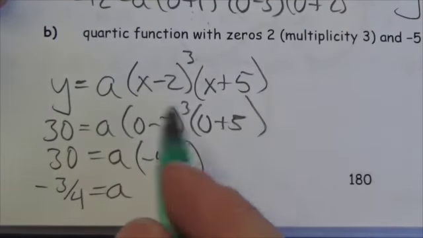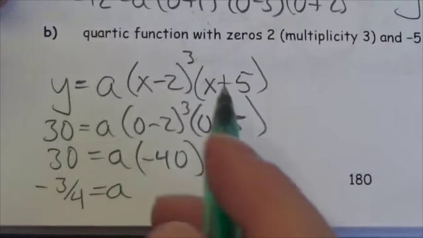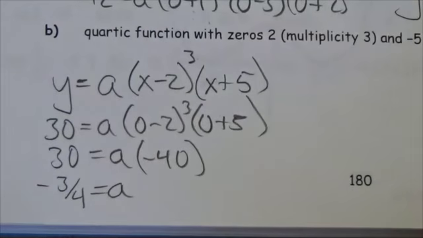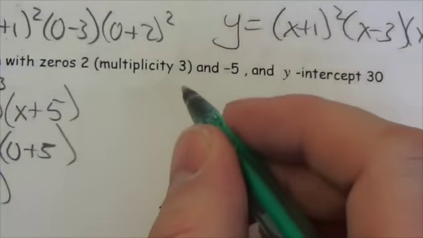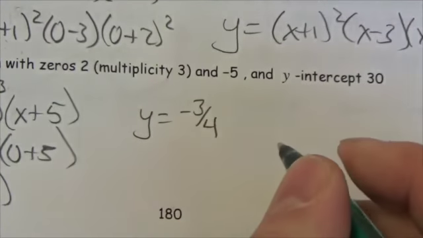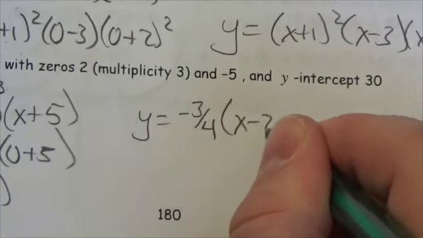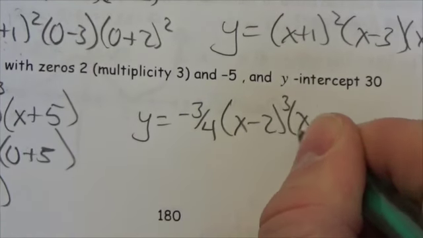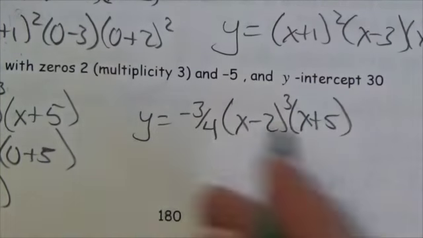So if a is -3/4, then my y-intercept for this function will be 30. So therefore, I can write y equals -3/4 times x minus 2 cubed times x plus 5, and that's the equation of my function.